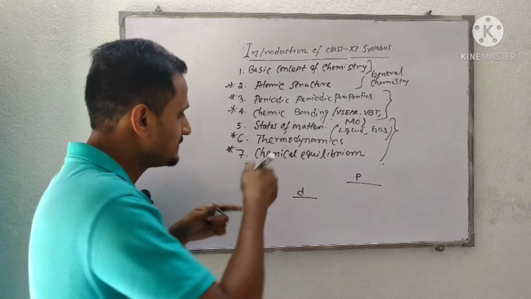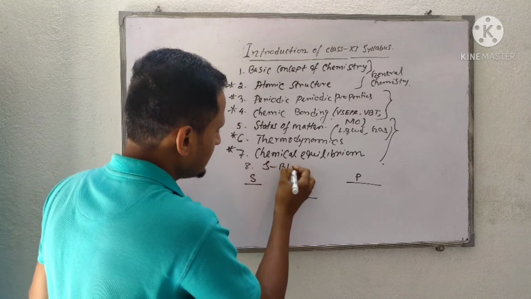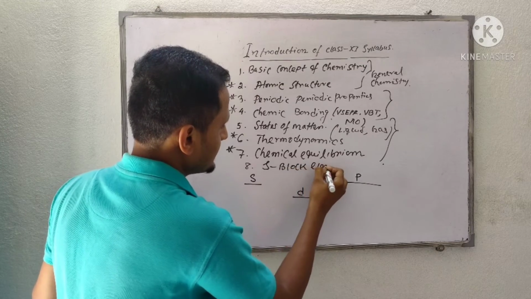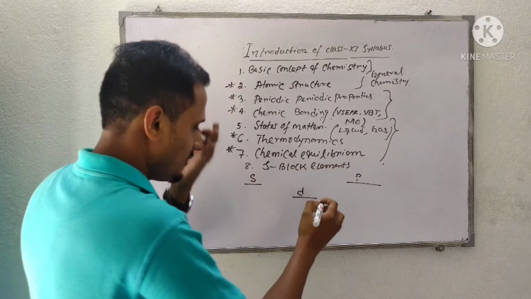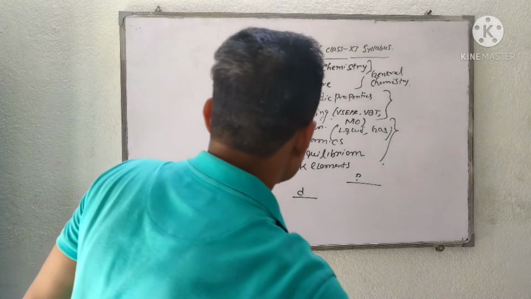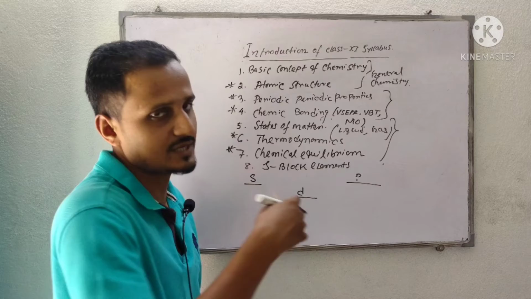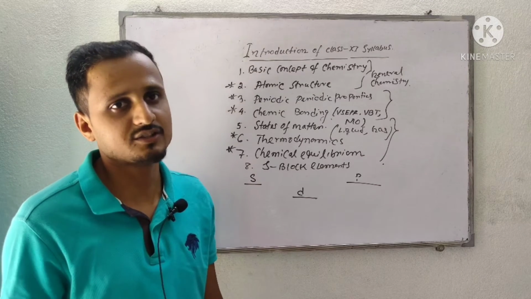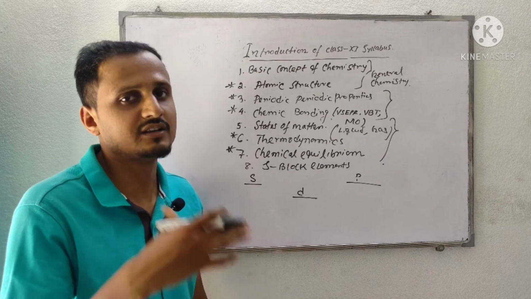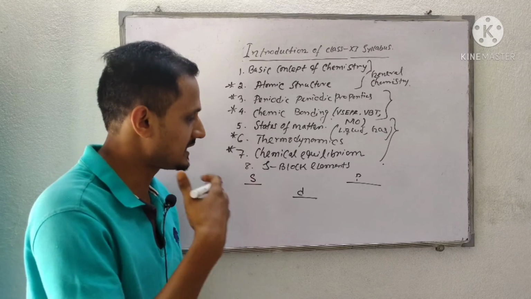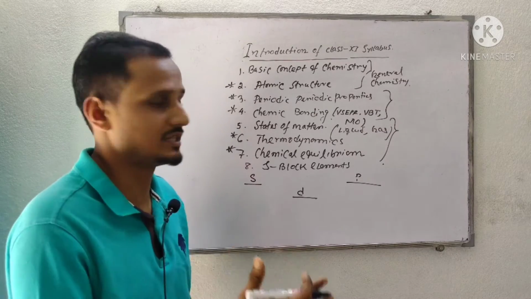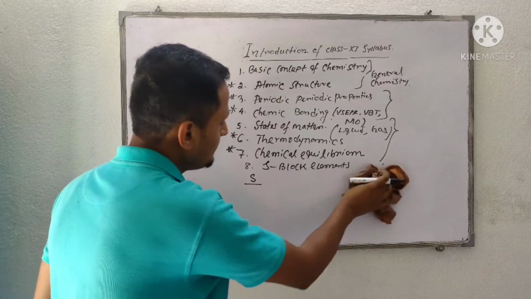So the S block is in our class 11 syllabus. We have to learn all the things from S block elements. We will not learn D block elements, that means transition elements like iron, scandium, titanium, vanadium. We will learn those in class 12. It is not in your class 11 syllabus, it is in class 12. But the P block is there.